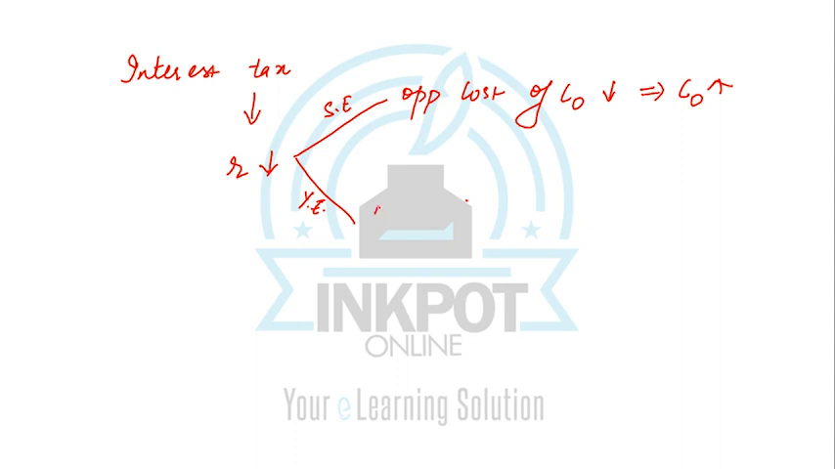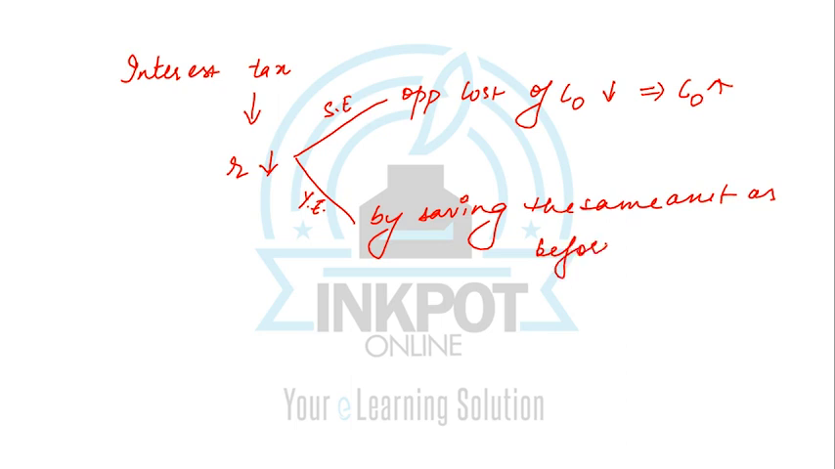Income effect says that by saving the same amount as before, I am now less rich because I am now earning less. क्योंकि पहले अगर मैं सेम अमाउंट सेव करती तो मैं 10% अर्न करती. नाउ ऑन द सेम अमाउंट आई एम ओनली गेटिंग 8%, which means I'm earning less.